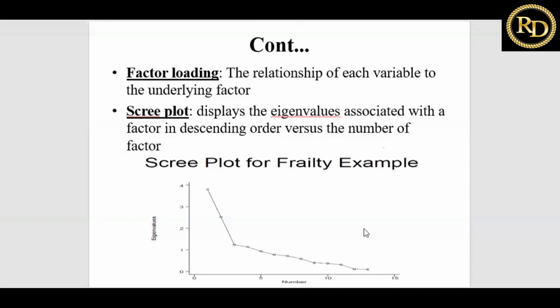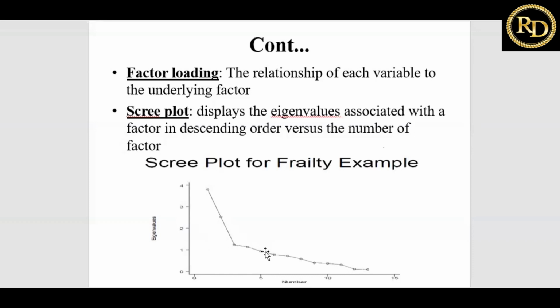Okay, so the factors with lower variance explained are the discarded factors. For example, here in this scree plot you can see that this is the highest variability. So this is the first factor, this is your second factor, this is your third factor, this is your fourth factor and fifth factor.